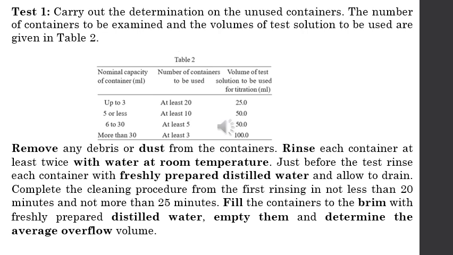So after the rinsing is done, we have to fill the containers to the brim, that is the level of the container, with freshly prepared distilled water, and then again empty them and determine the average overflow volume. So in short, we have to simply determine the volume by using this step.